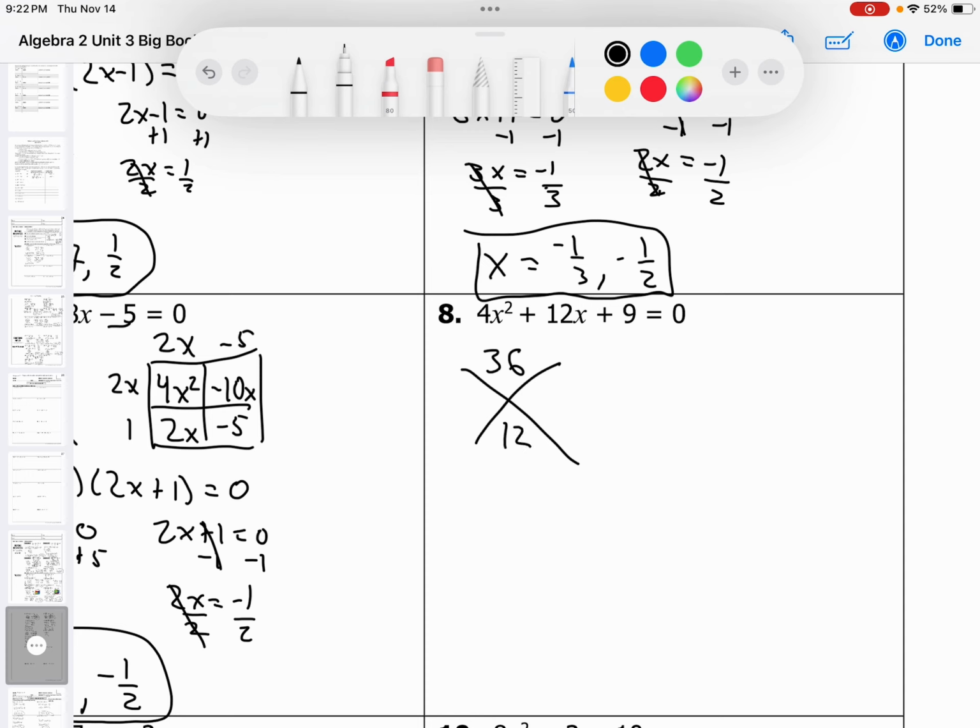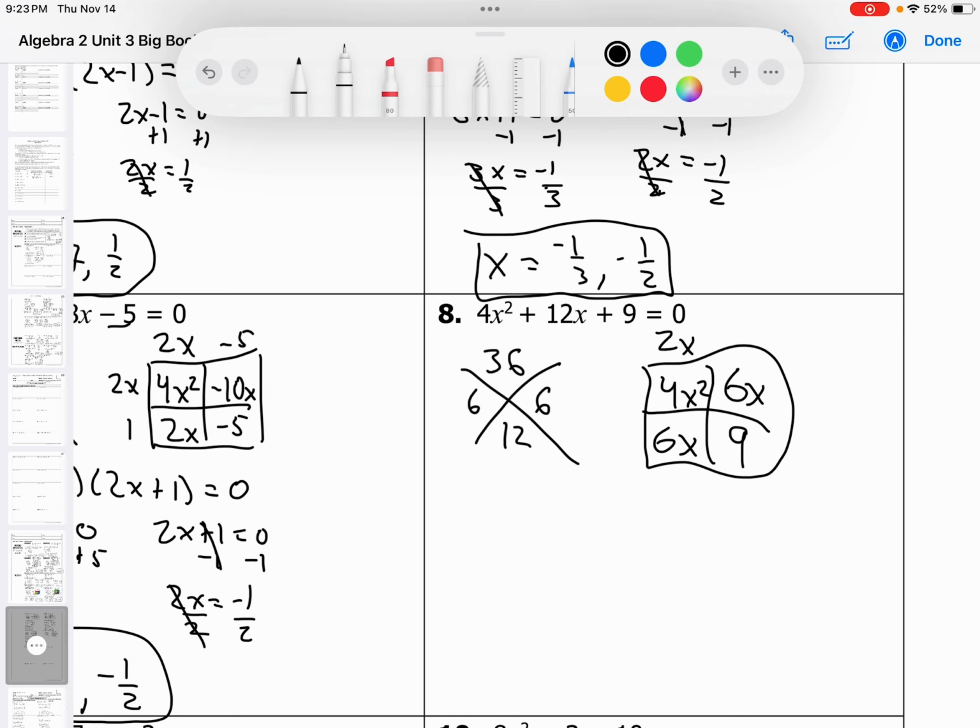Numbers that multiply to 36 and add to 12 are going to be 6 and 6, which gives us, for the box, 4x squared here and 9 here, and 6x in both of these middle boxes. 4x squared and 6x would have 2x in common. 6x and 9 would have 3 in common. On the other side, 4x squared and 6x have 2x in common, and 6x and 9 have 3 in common. So these are actually the same factor, 2x plus 3 and 2x plus 3.